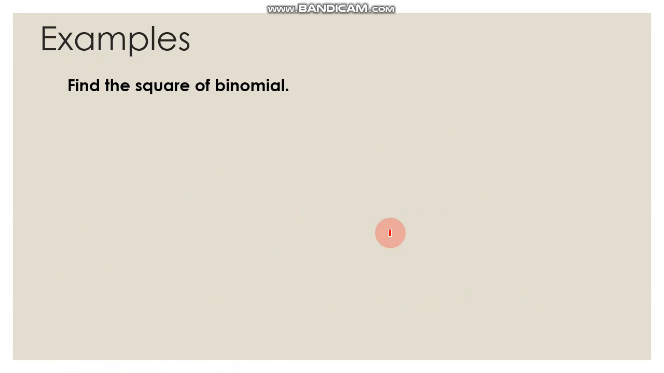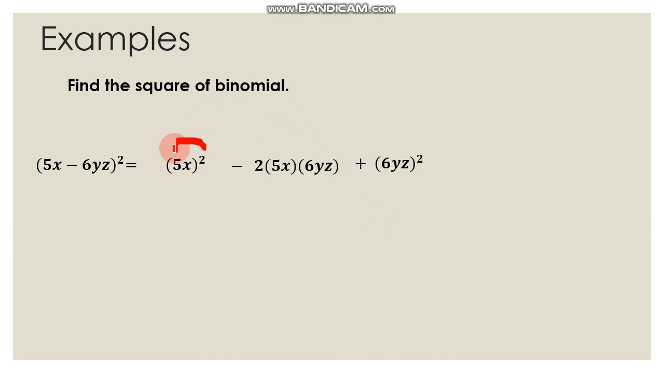Let's have these examples. Find the square of the binomial. The square of 5x minus 6yz. Go back to the pattern. Square of the first term, minus twice the product of the two terms, plus the square of the last term, and then simplify. 5 times 5 is equal to 25. x times x, we have x squared, so we got 25x squared. And then 2 times 5x times 6yz, we got negative 60xyz. 6 times 6, 36. And then y squared, and then z squared.